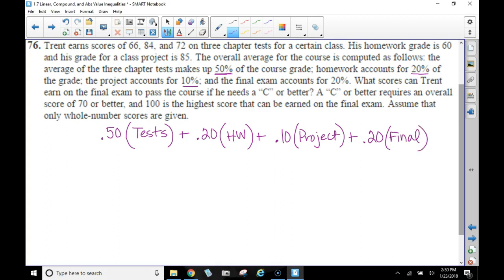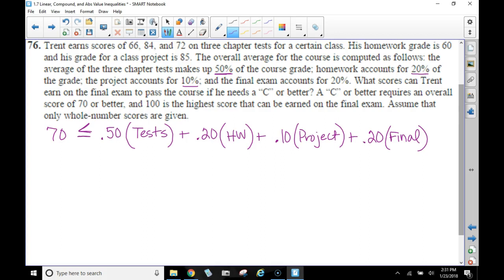Okay? Now, Trent wants this average to exceed a 70. He wants this average to be greater than or equal to a 70, but he can't get any better than a 100, right? But he wants his average to be greater than or equal to a 70. He'd be fine to slide right on by with a 70.